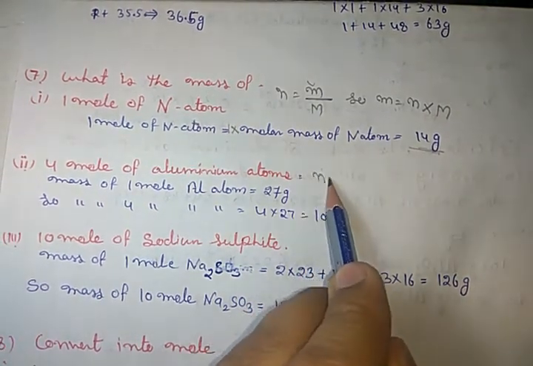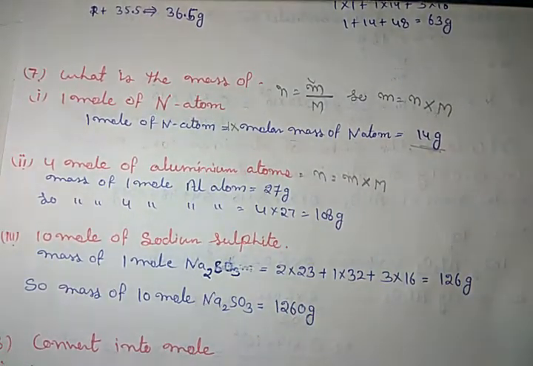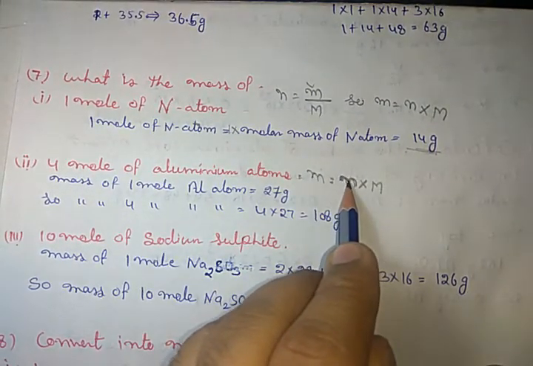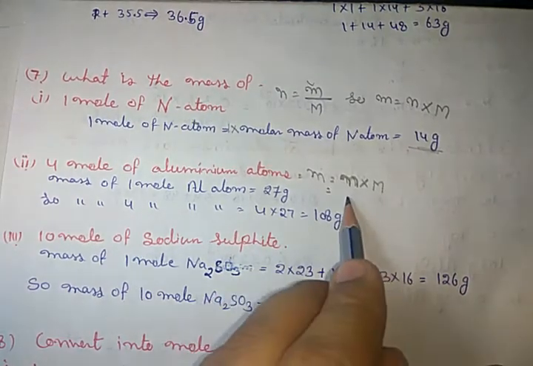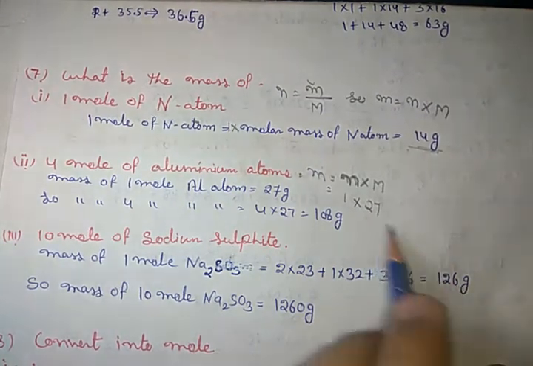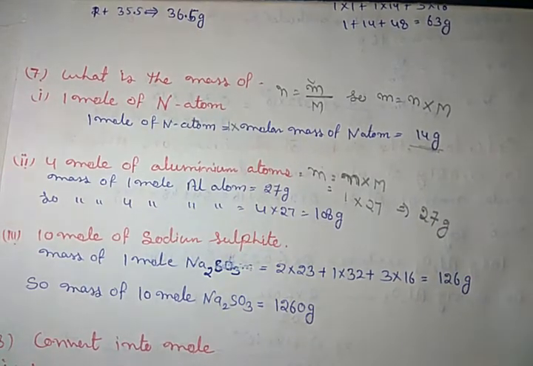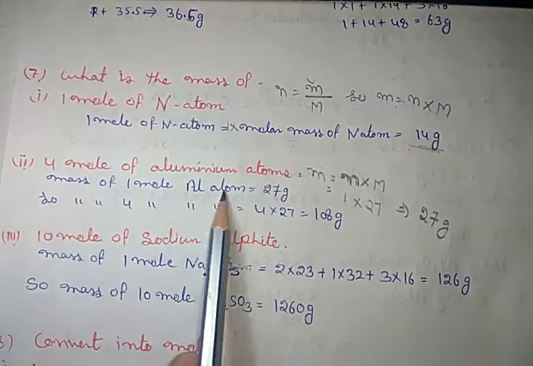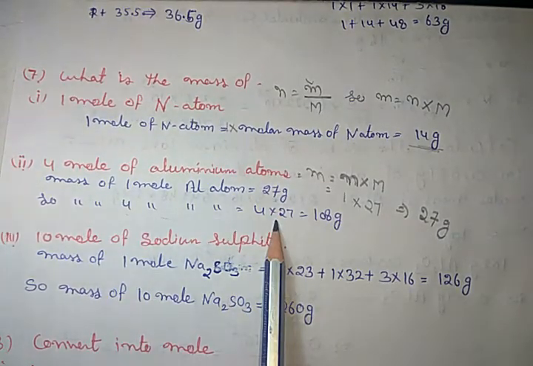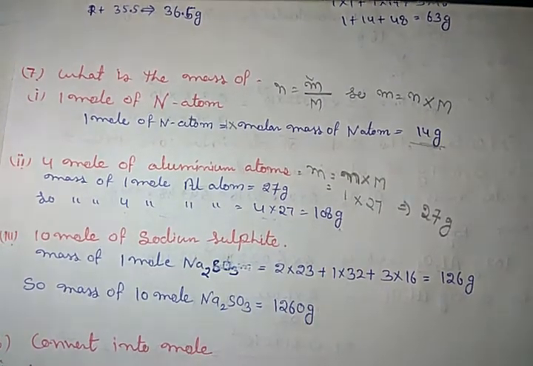For that, firstly we calculate the mass of 1 mole of aluminium. The atomic mass of aluminium is 27. So the mass of 1 mole is 27 gram. So we can say that the mass of 1 mole of aluminium is 27 grams. So the mass of 4 moles is multiplied by 4. Got it? So 4 into 27, the answer is 108 grams.